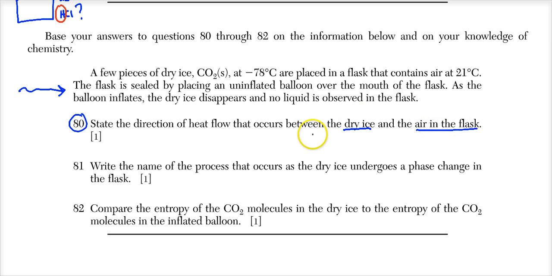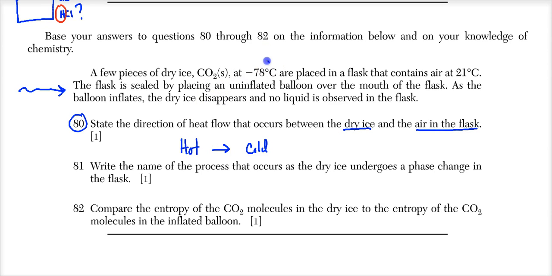Okay, so we need to go into the blurb to see what the temperature is, because we know that heat flows always from hot to cold. That's the point. That is what this question is getting to, in terms of testing your basic understanding of thermodynamics here. So let's see what the temperature is.